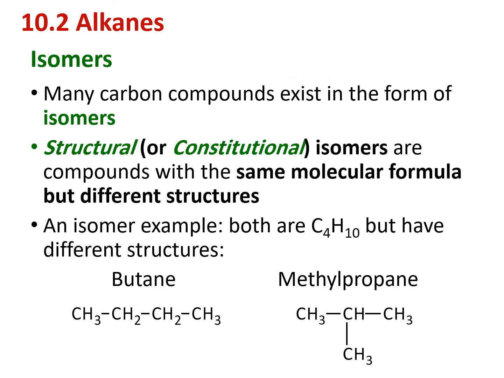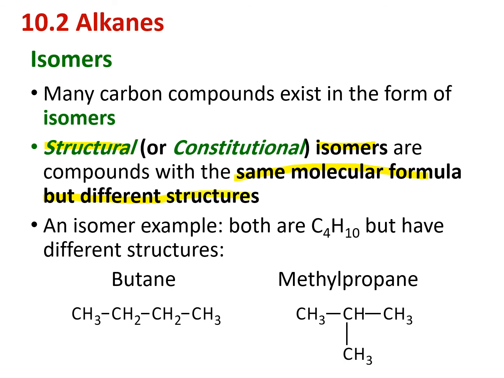Next up is a concept known as isomers. Many carbon compounds exist in the form of isomers, and isomerism has a lot of different types. The simplest type you can say is the structural or constitutional isomers, and these are compounds with the same molecular formula but different structural formula. So structural isomers have the same molecular formula but different structures.